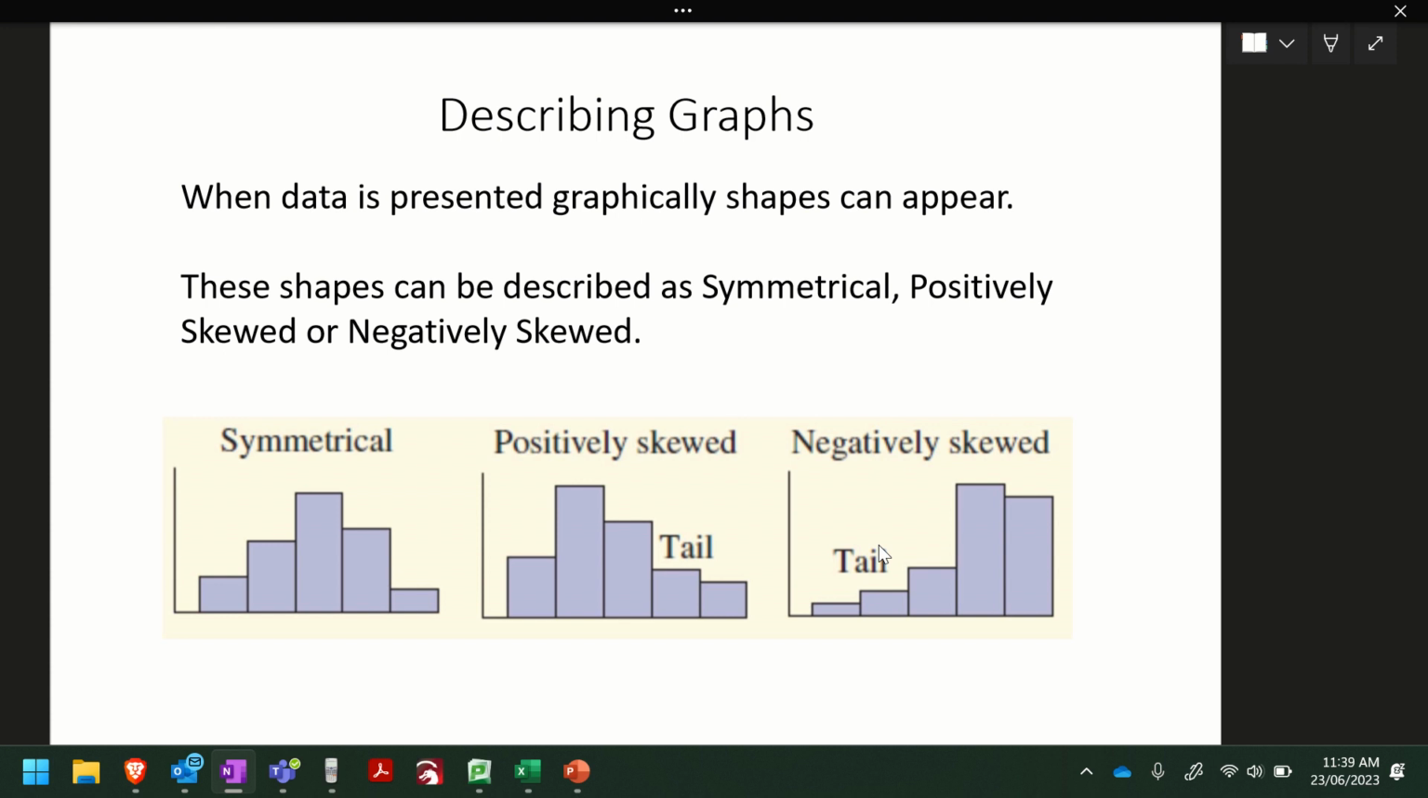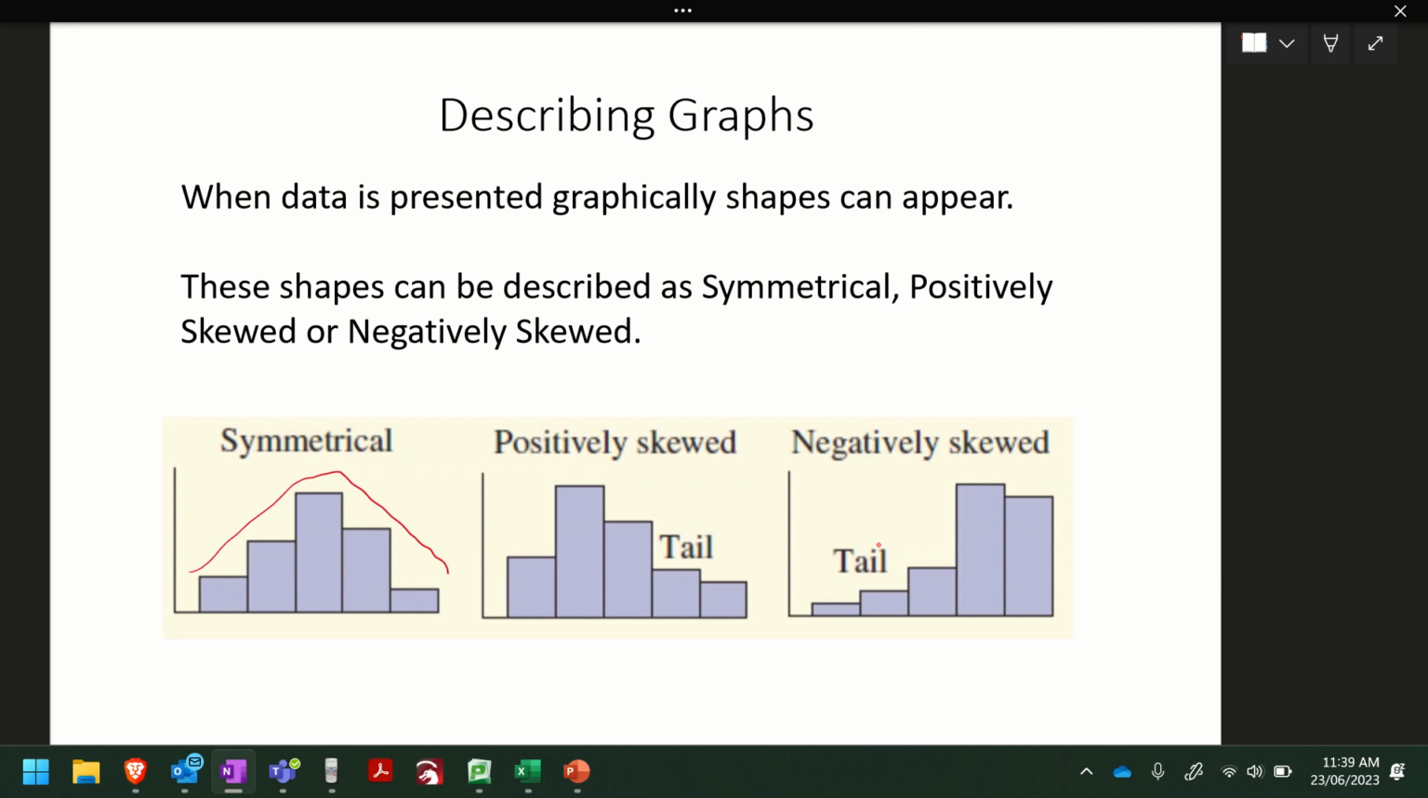So when we say something is symmetrical, you can kind of see that if you drew an imaginary mountain there, it looks like a mountain where you've got a peak in the middle. That's what we talk about when it's symmetrical. The median or the mean is probably somewhere in the middle of the data there. It's got about the same amount on the left and the same on the right. Not exactly, but it's symmetrical.